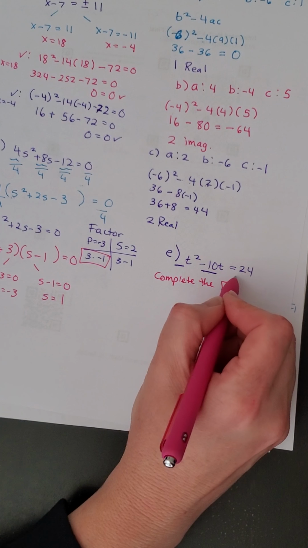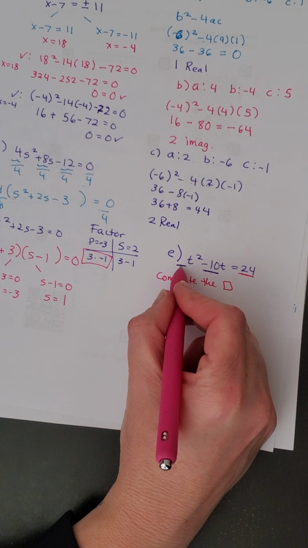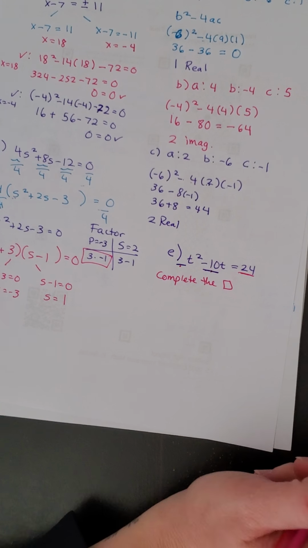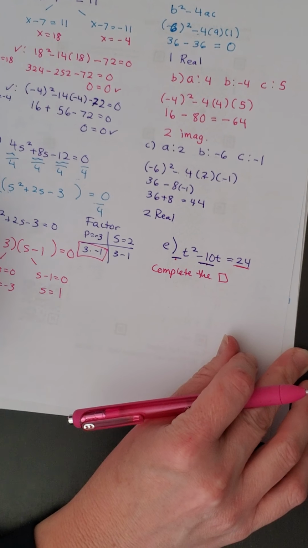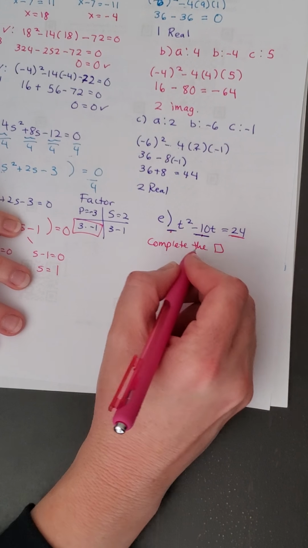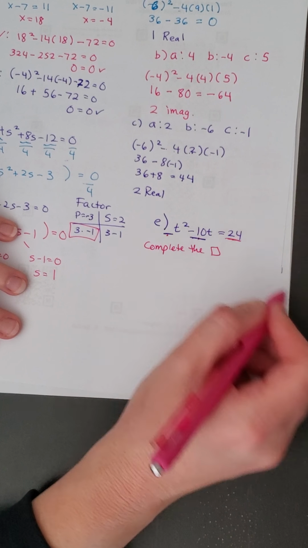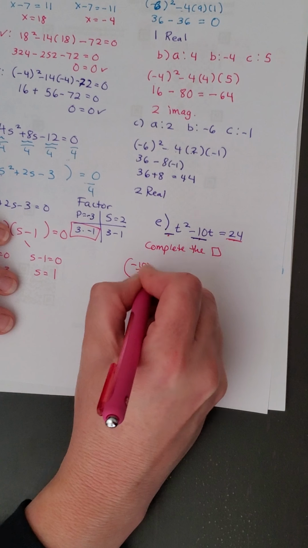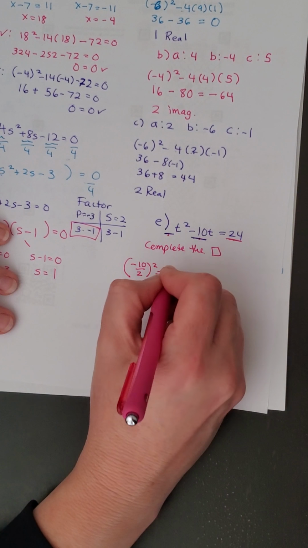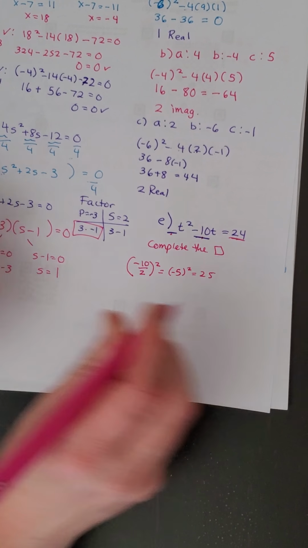So what I noticed is they had already moved c for me. And this is 1, a is 1, and b is even. So I think complete the square will be the fastest method for me. When you complete the square, the first thing is to move this, but they've already done it, which is why I'm picking this method. And the next thing is you take b over 2 and you square it, which is negative 5 squared, which is 25. And that's what we would add to both sides.